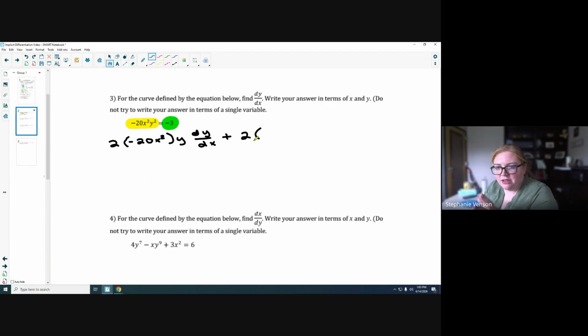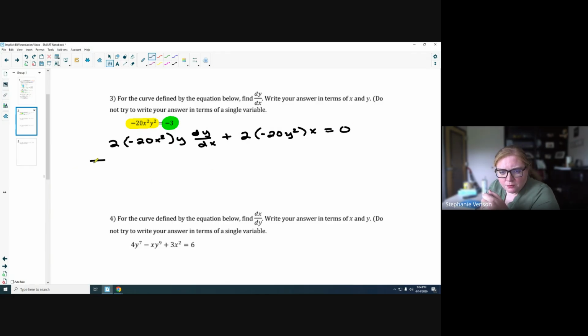And then I have to write everything else that was there down because I assume those are coefficients. So negative 20 and then y squared, because those are coefficients on the x. And then we have the x. Now remember, when we treat x as our variable, we don't have to write the dy dx. And then that's equal to 0.